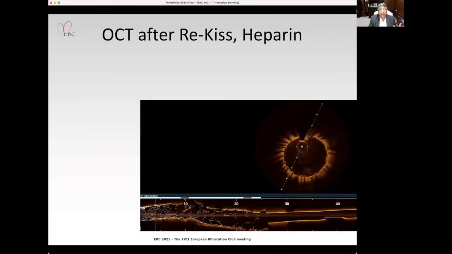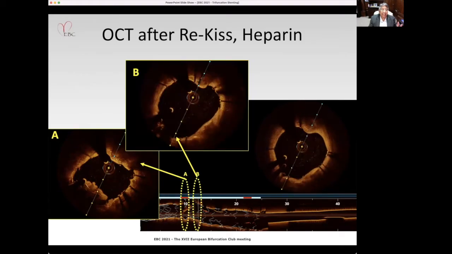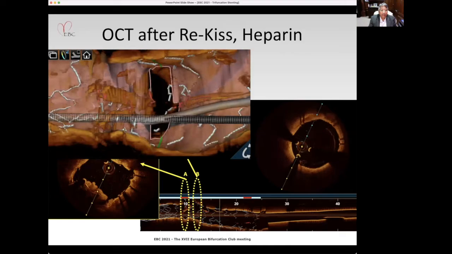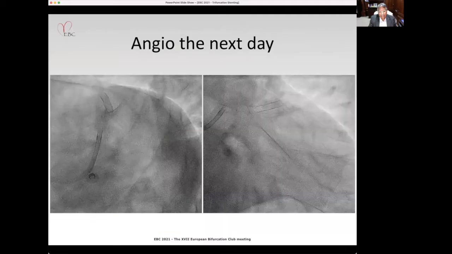Patient remained stable. So we did another OCT. And thankfully, the thrombus is still there, but definitely less. And that's how the 3D looks. The ostium of the circumflex is open, the other ostium is full of thrombus. But because the patient remained stable, we continued the tirofiban infusion and shifted him to the CCU. The next day, we took him back.